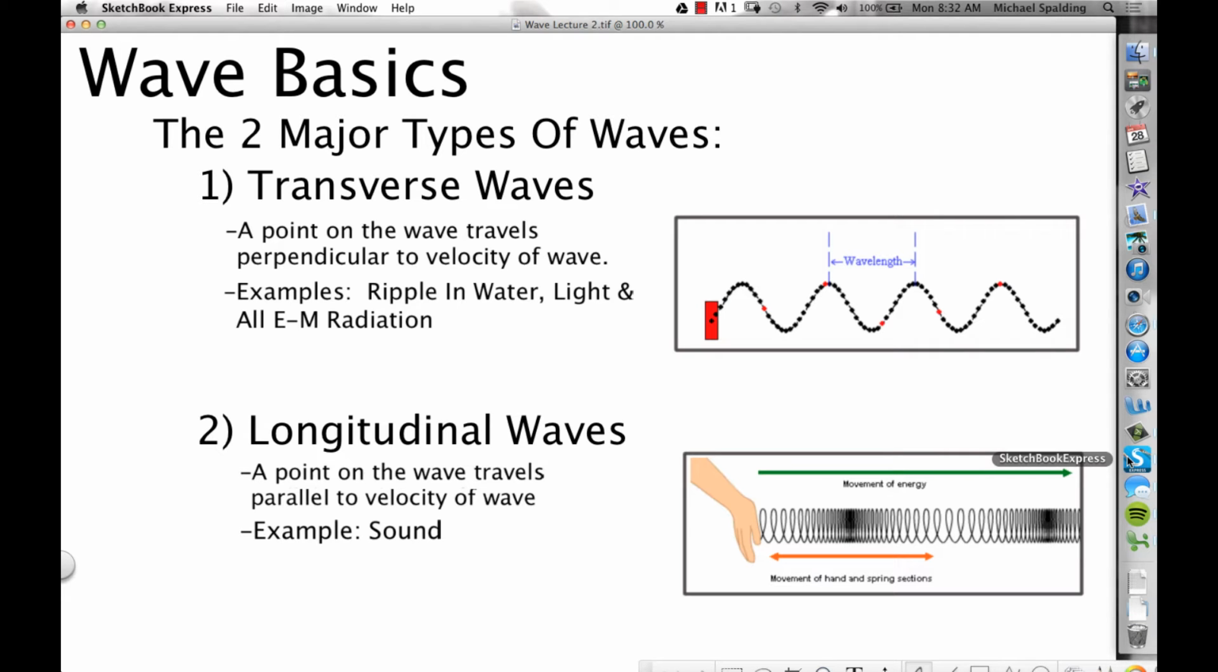Transverse waves. I'm going to talk about this definition in a moment. But guys, a transverse wave is what most people think of when you think of a wave. When you think of a wave, very rarely or probably never would you think of a longitudinal wave. So examples: a ripple in water. You throw a pebble into some water, you're going to create a transverse wave. Or if you create a wave on a string, like you hold a string, you start shaking it, that's a transverse wave. So the definition of a transverse wave is that a point on the wave travels perpendicular to the velocity of the wave.